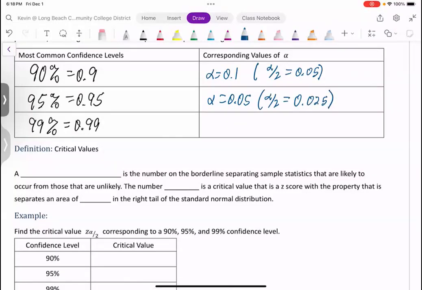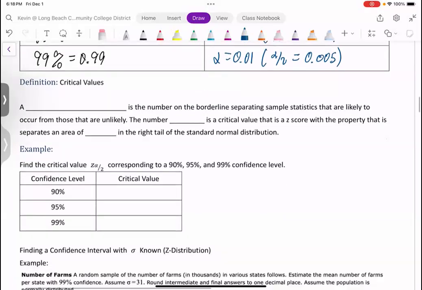And when our confidence level is at 99%, that means our alpha is at 1%. And our alpha over 2 is going to be half of that, which is 0.5%. Be careful with that one. You have to put 2 zeros after the decimal to make it that. Otherwise, if you just put 0.05, then you're looking at the very top one there that you see.